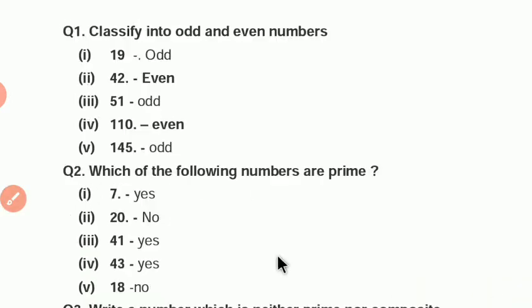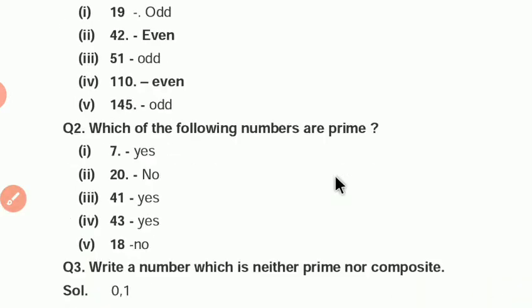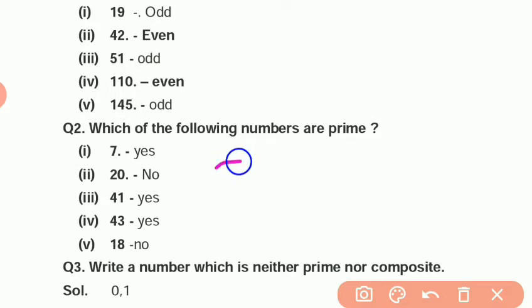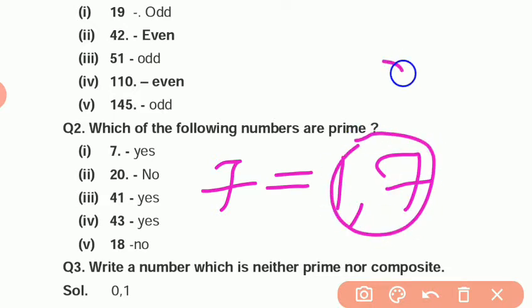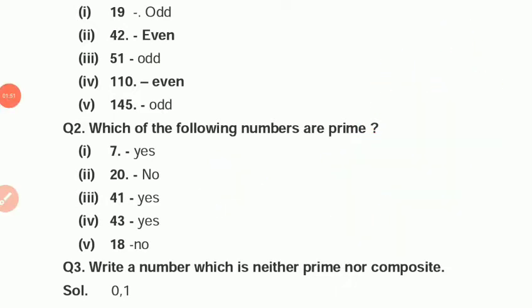Now question number 2. Which of the following numbers are prime? We already studied prime numbers. A prime number has only the factors 1 and itself. It means it is exactly divisible by 1 and itself only. So let us see 7. Which are its factors? 7 is divisible by only 1 and 7. It has only 2 factors. So it is a prime number.